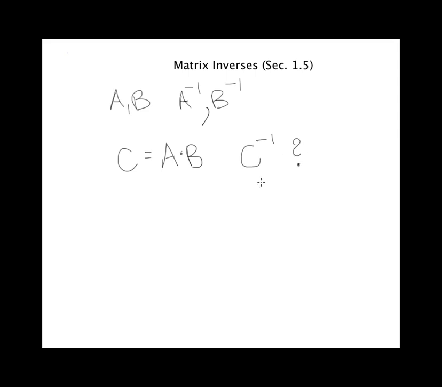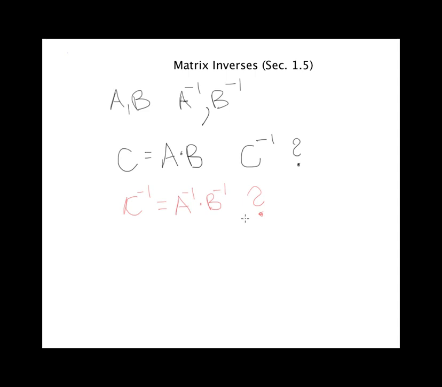So I'll let you think about that for a moment. Actually, why don't you pause the presentation here if you don't know the answer already, and think about that for a moment and see if you can come up with the answer. Okay, well, let's see. Maybe the most obvious guess is that C inverse is simply A inverse times B inverse.